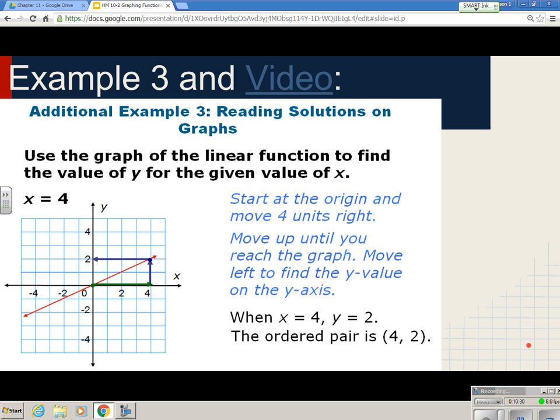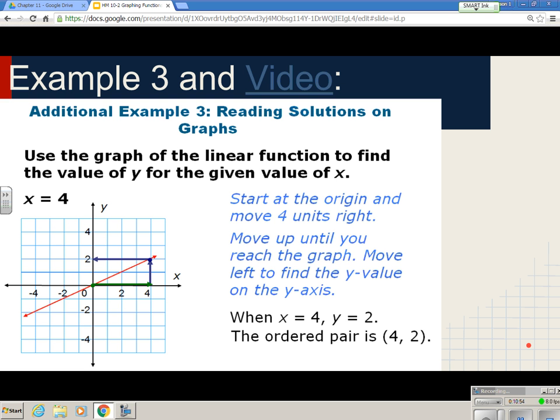All right, let's look at example 3 now about actually graphing. In this example, you have to use the graph of a linear function to find the value of y for a given x. Well, if you know how to find x, all you got to do is find x on the graph and see where it matches up on the line.